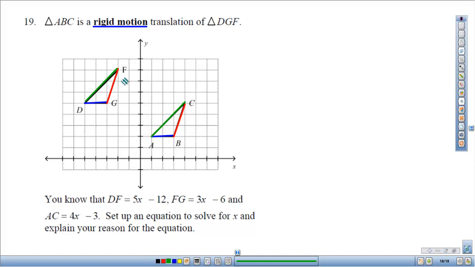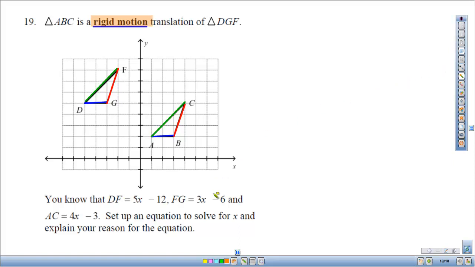What if I told you segment FG had a length of 10? Well, then segment CB would also be 10. And what if angle D over here had a measure of 43 degrees? Then angle A would also have a 43-degree angle, because that's what rigid motion means, right? They're perfectly identical. They've just moved.